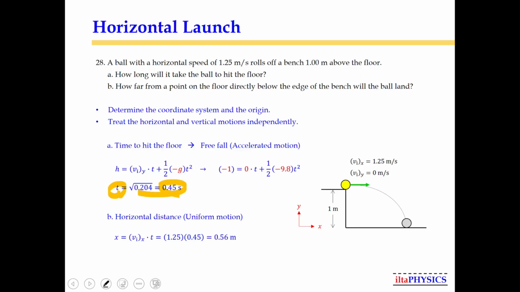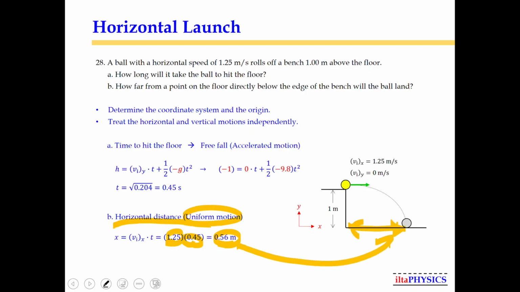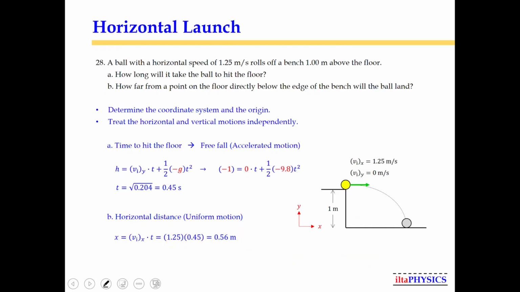Now let's calculate the horizontal distance. Since the horizontal motion is constant velocity at 1.25 meters per second, the distance traveled in 0.45 seconds is 0.56 meters. This is the most fundamental type of projectile motion. If you understand the right formulas for each direction and the signs dictated by the coordinate system, it's easy to solve.